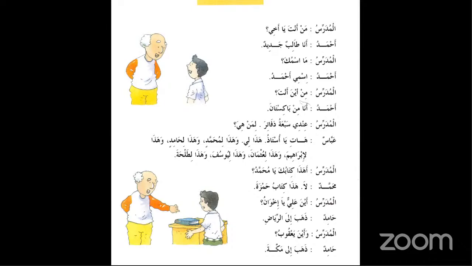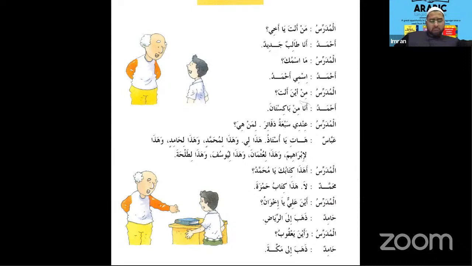Wa hada li Uthmana. Uthman is a diptote. This is for Uthman. Wa hada li Yusufa. This is for Yusuf. Yusuf is a diptote. Wa hada li Talhata. And this is for Talha. Talha is also a diptote.